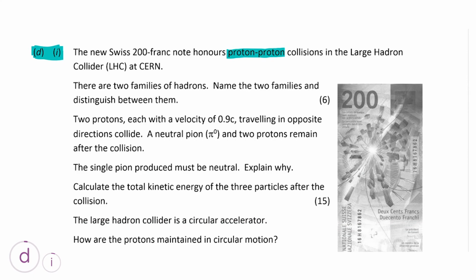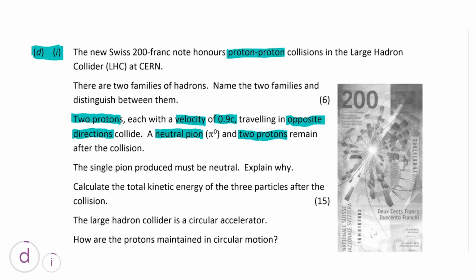Okay, so just bringing us back to the original question, we're given a little bit more information. So we're told that 2 protons, each with a velocity of 0.9 times c, and c is the speed of light in this question, are traveling in opposite directions. And these two protons collide, and therefore in the aftermath a neutral pion and the two protons remain after the collision. And we're asked a couple of questions on this.